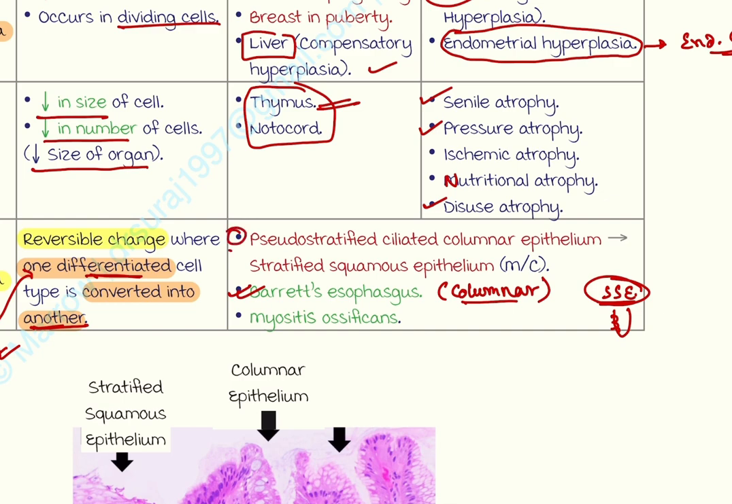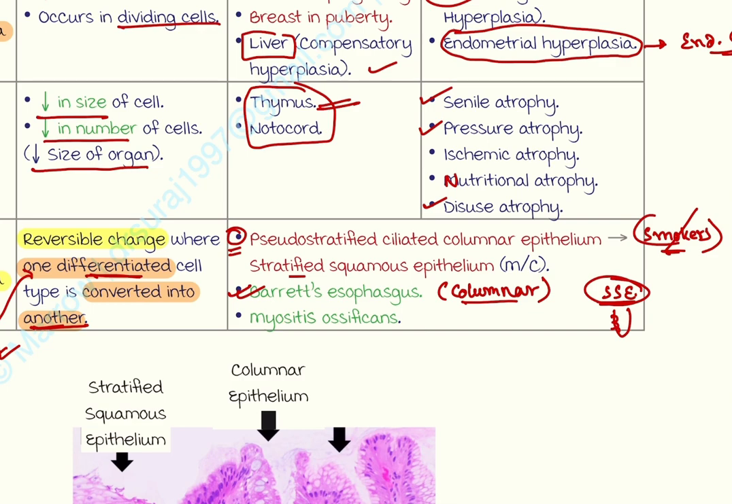Okay, the most common one is pseudostratified ciliated columnar epithelium changing to stratified squamous epithelium. That is what is known as squamous metaplasia, that is mostly seen in smokers. In smokers, the pseudostratified ciliated columnar epithelium of the respiratory tract gets converted into stratified squamous epithelium, and that is reversible. If the person stops smoking within a particular time limit, then this change can be reverted back.